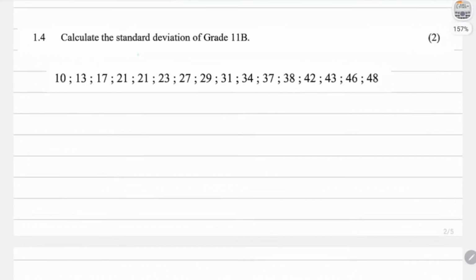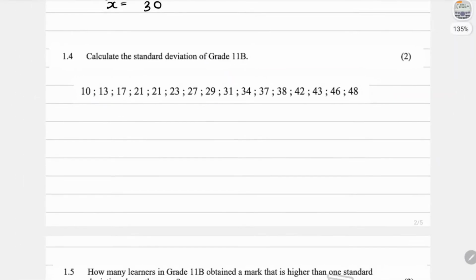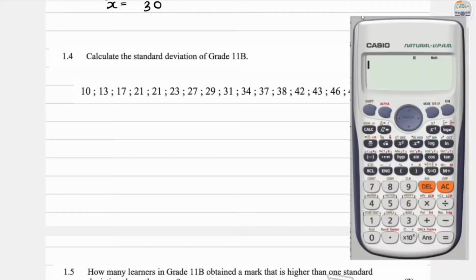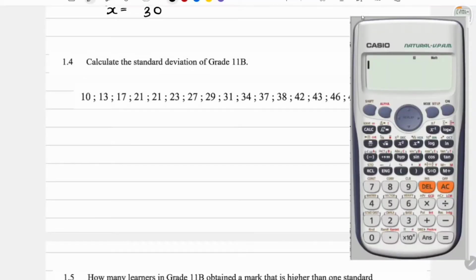So 1.4 says, calculate the standard deviation of grade 11B. Okay, so we have our data and we have to calculate the standard deviation. We're going to need a calculator for this. So on your calculator, you can go ahead and press mode first. And then you're going to go for the option that says stat. Yours is probably going to be number 2. Mine is number 3. But you go for stat. And then you're going to choose option 1, which says 1 VAR for one variable. So this is a one variable data set that we have. So you're going to fill in all your numbers here.